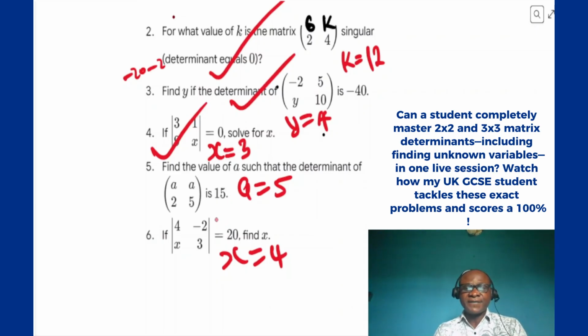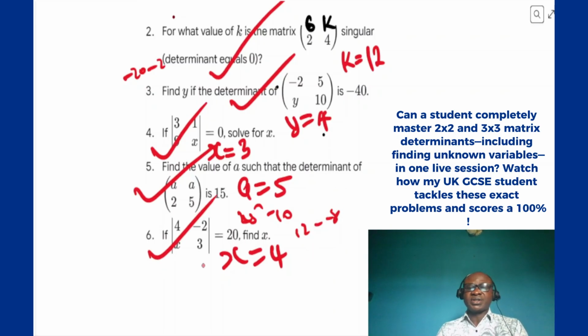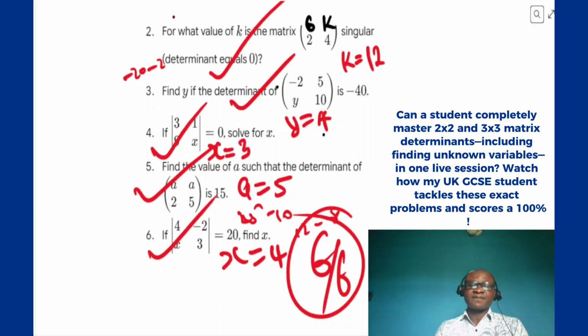In number 5, if a is equal to 5, 5 multiplied by 5 is 25, and 2 multiplied by 5 is 10, so that is 25 minus 10, that is 15. Number 5 is correct. Then 4 times 3 is 12 minus 4 times minus 2, which is minus 8. So that is going to give us positive 20, correct? So these are all correct. You got 6 out of 6, including the first one. Is that okay? Yes, sir.